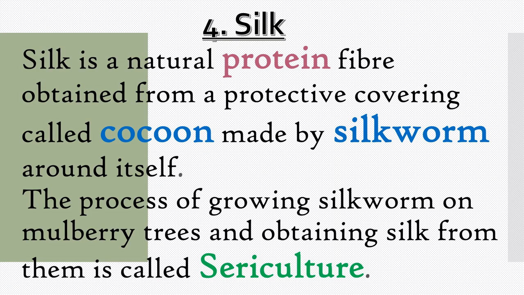The next fiber is silk. Silk is a natural protein fiber obtained from a protective covering called cocoon made by silkworm around itself. The process of growing silkworm on mulberry trees and obtaining silk from them is called sericulture.